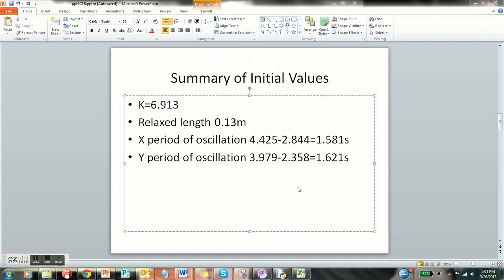Just a summary of initial values. k, I just showed you that I found. The relaxed length of 0.13 was given, and then the x and y periods of oscillation were 1.581 and 1.621 respectively, and I'll talk a little bit more about those later.